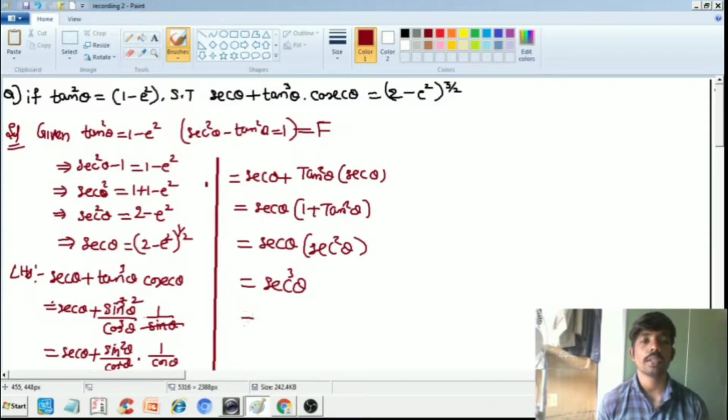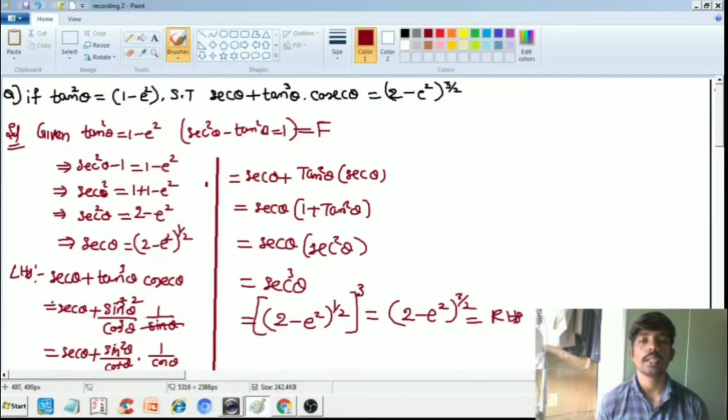Hence we got it. Now we have secant theta, with value 2 minus e square whole to the power of 1 by 2, and the secant value to the power of 3. So the answer is 2 minus e square whole to the power of 3 by 2, hence this is the RHS we have. When we consider LHS, we got RHS. LHS is equal to RHS, hence proved. This is the solution for the first question.